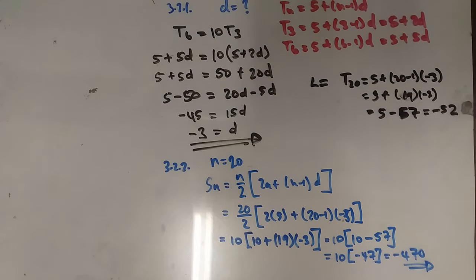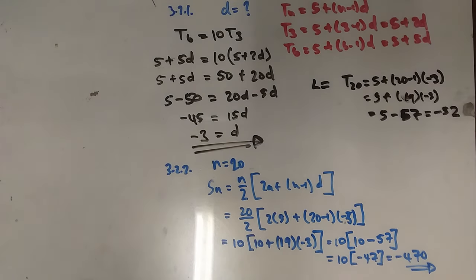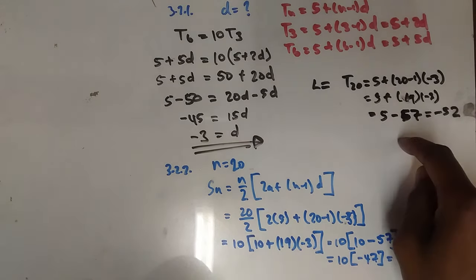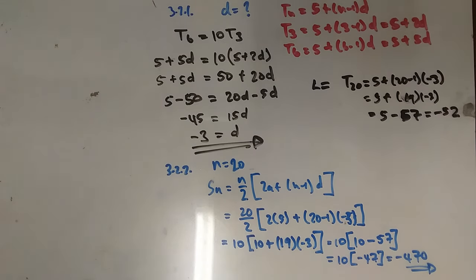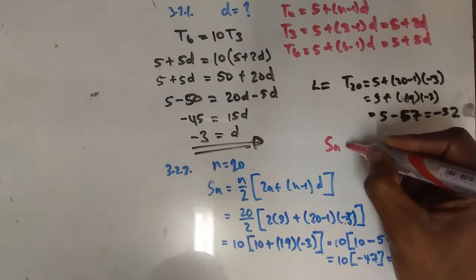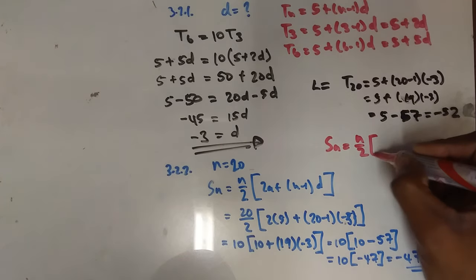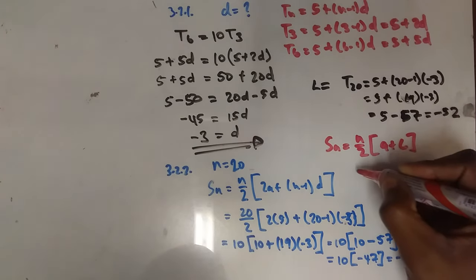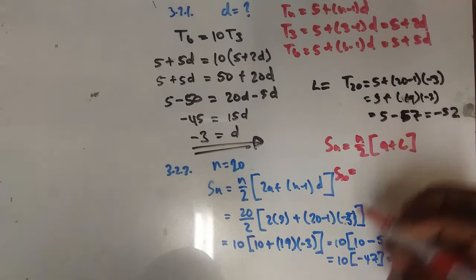Guys, welcome to another lecture session, lecture session number 7. As I promised in the previous video, I will check if this thing is true for the last term. The last term equation is given by Sn equals n over 2 times (a plus l). So we want S20.